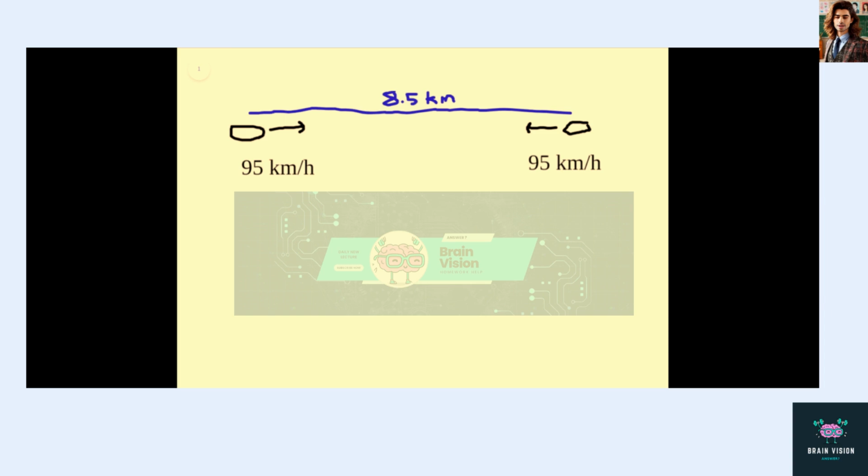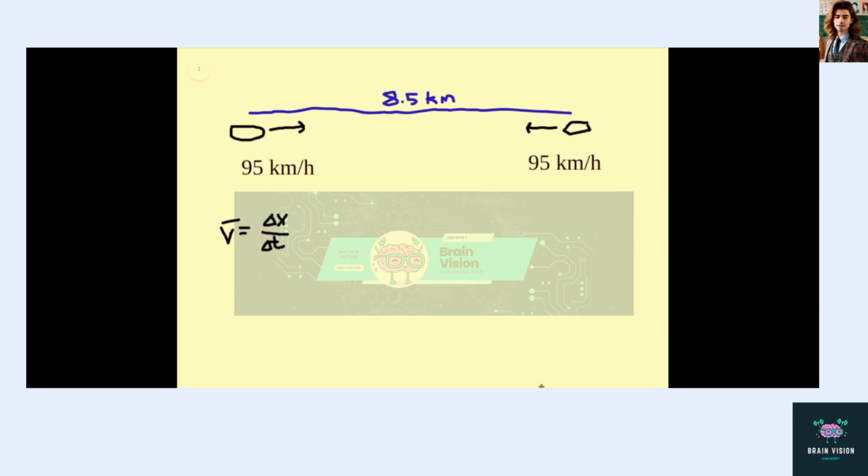So since each one is traveling at a constant speed, if you know the distance that one of the trains travels before it meets, then you can use our trusty average speed is distance traveled over elapsed time. At this point, you'll know the distance, you'll know the speed, so you can solve for the time.